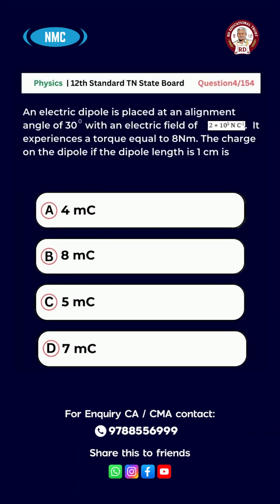Question number 4. An electric dipole is placed at an alignment angle of 30 degree with an electric field of 2 × 10^5 N C^-1. It experiences a torque τ equal to 8 Nm. The charge on the dipole, if the dipole length is 1 cm, is option A, 4 mC. B, 8 mC. C, 5 mC. D, 7 mC. And the right answer for this question is option B, 8 mC.